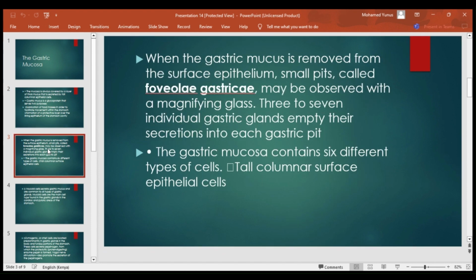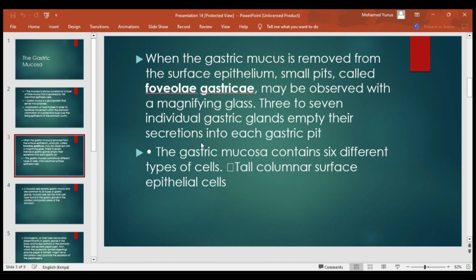of the stomach cavity. So when the gastric mucus is removed from the surface epithelium, small pits called the foveolae gastricae may be observed with a magnifying lens. These gastricae are found under the gastric mucus on the epithelium when the gastric mucus is removed. So we find that they are microscopic in nature. They can only be seen under a magnifying lens.